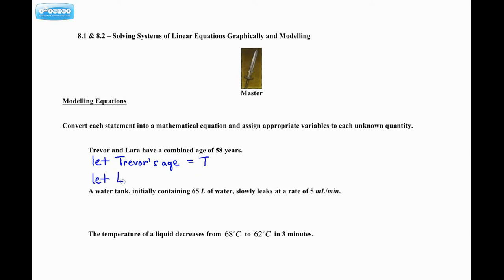And we're going to let Lara's age, you can call it whatever you want, but it probably makes sense to use L. So having a combined age of 58 years, that's easily written mathematically as T plus L equals 58. So there you go. English, math.